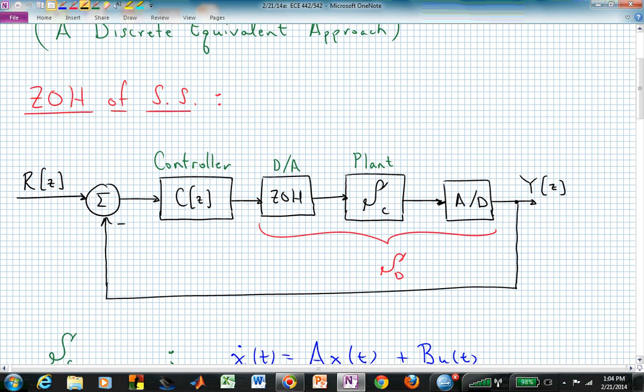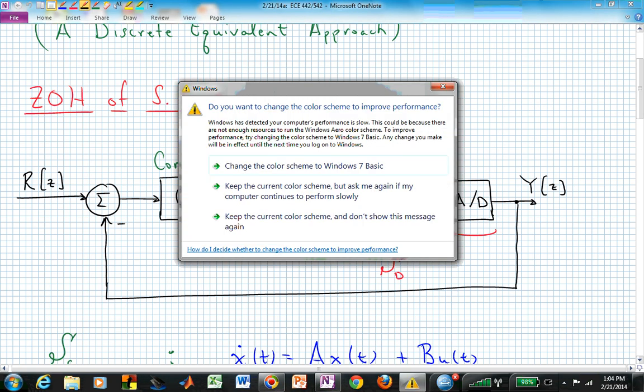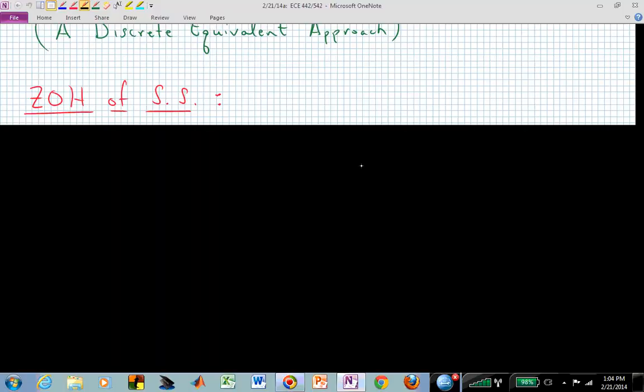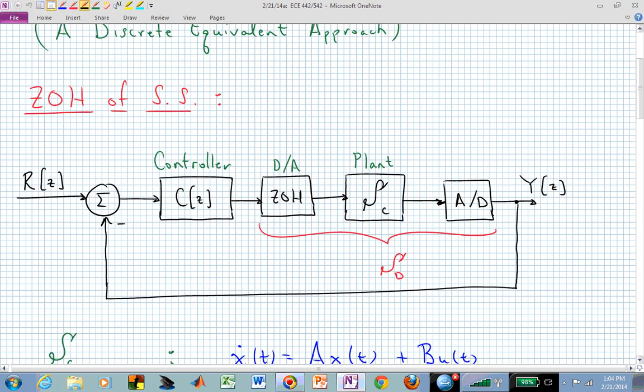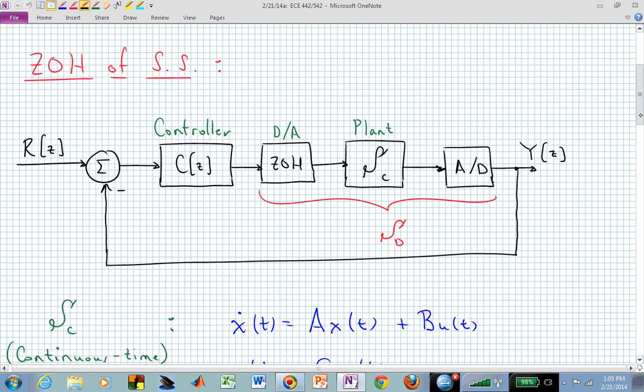We have an analog plant, or a plant that's evolving in continuous time. We may want to control that with a discrete time controller, and because of that, we now would like to look at the plant or the system in terms of a discrete time representation. Meaning, we now have the commands coming in from the controller going through a zero order hold, and those will then be applied to our analog system.